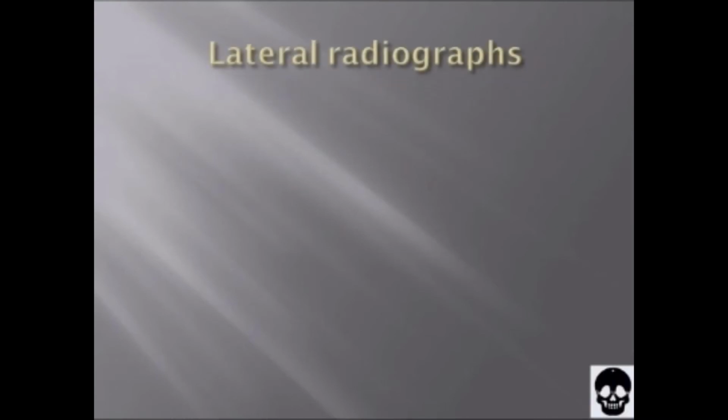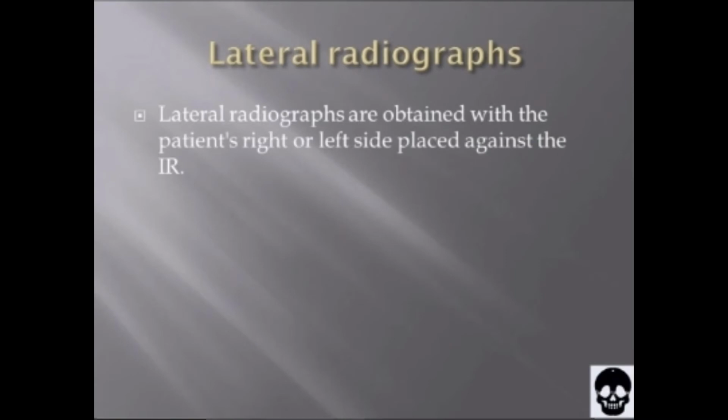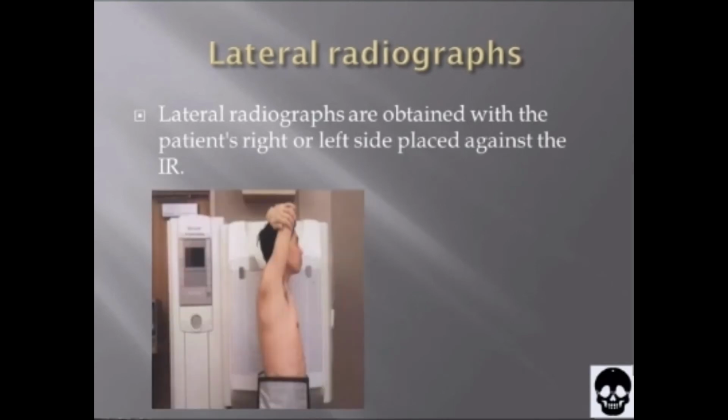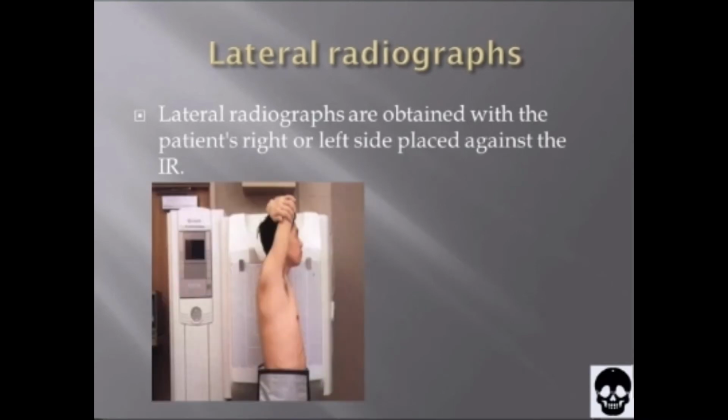Lateral radiographs. Lateral radiographs are obtained with the patient's right or left side placed against the IR. This image represents the proper patient position for the left lateral chest. Note that the left side of the patient is placed against the image receptor.